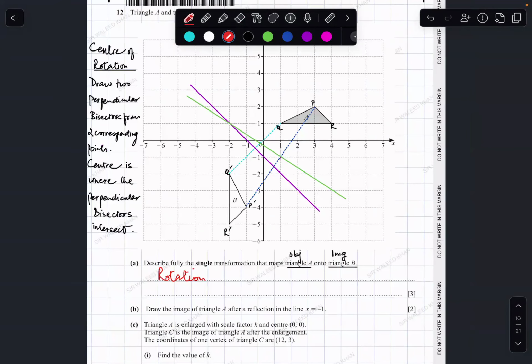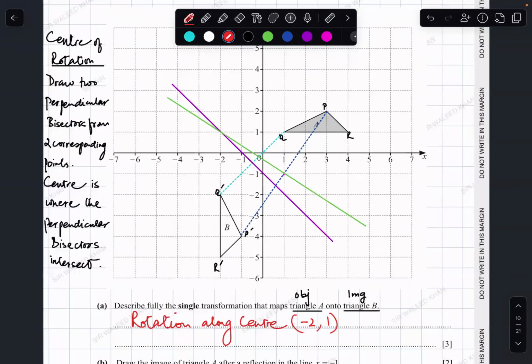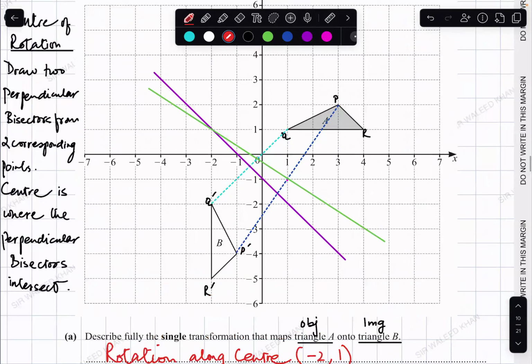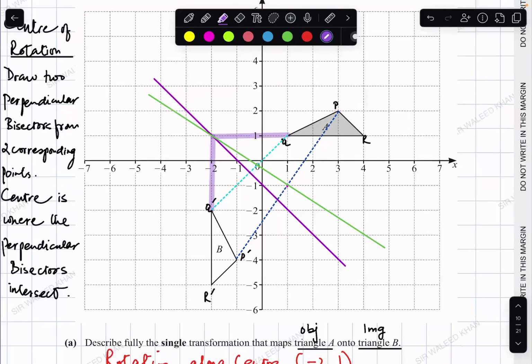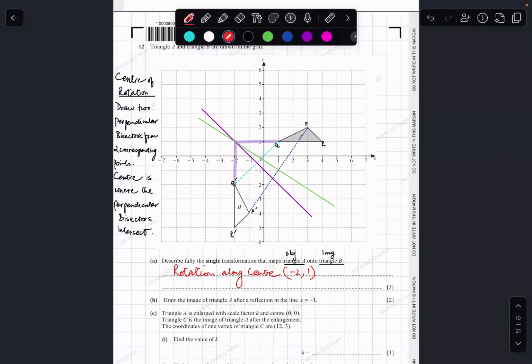So rotation along center, minus 2, 1. And what should be the degree of rotation and the angle of rotation? What you can do is join the two corresponding points. Corresponding points वैसे जैसे मैंने ये Q बनाया है तो उसका corresponding point होगा Q prime, right? These are corresponding points. Join the two corresponding points to the center. And what kind of an angle can you see making with the center?